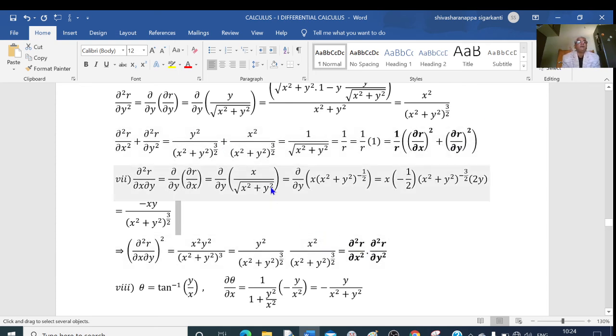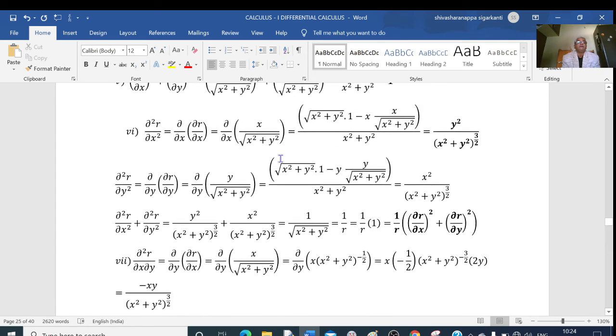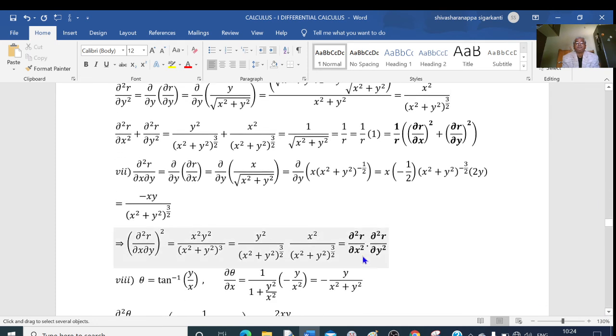Dou square r by dou x square is equal to y square by this. So this is nothing but dou square r by dou x square, and this is nothing but dou square r by dou y square. So what we proved here is dou square r by dou x dou y whole square can be written as dou square r by dou x square into dou square r by dou y square.